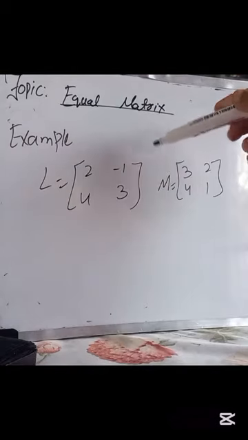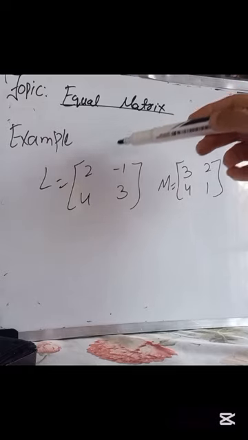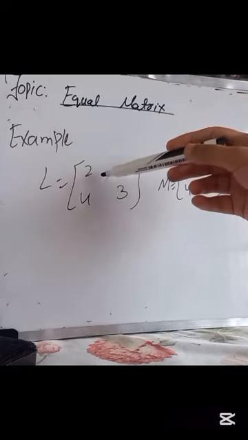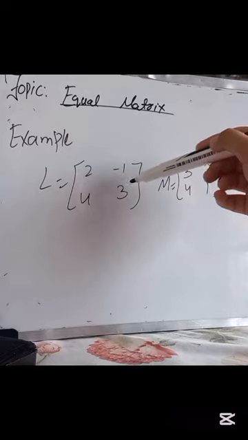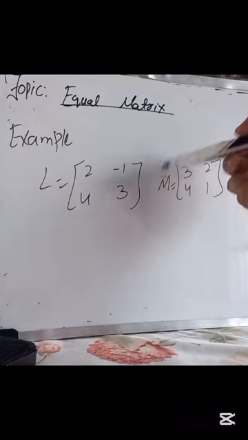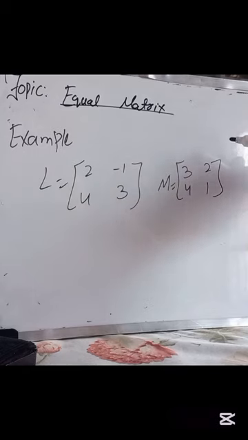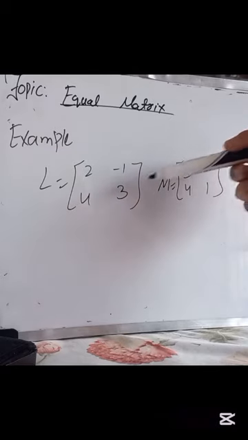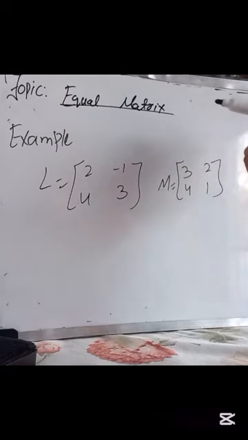So this example is your homework. L is equal to 2 minus 1 4 3 and M is equal to 3 2 4 1. Are these equal matrices or not equal matrices? So solve this example and share with me in the comments.